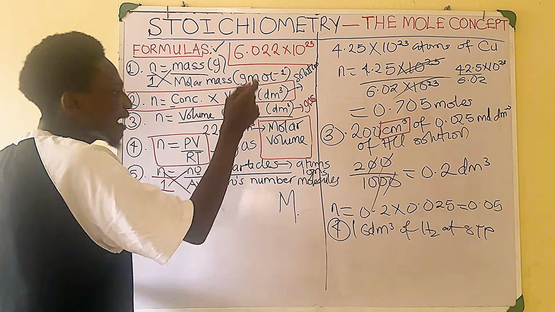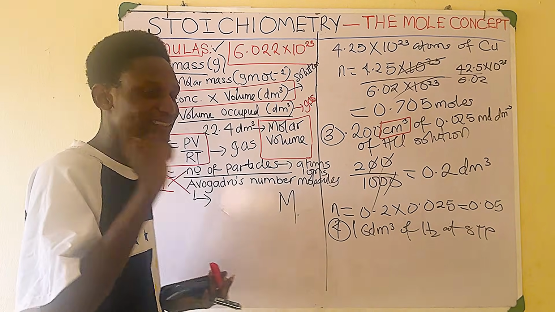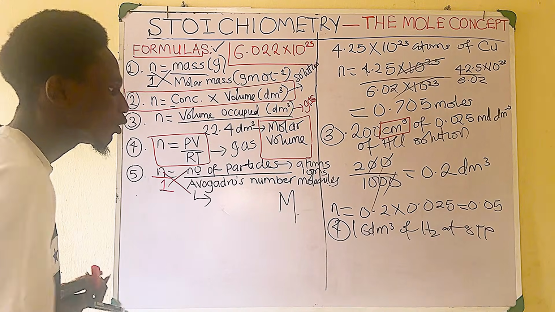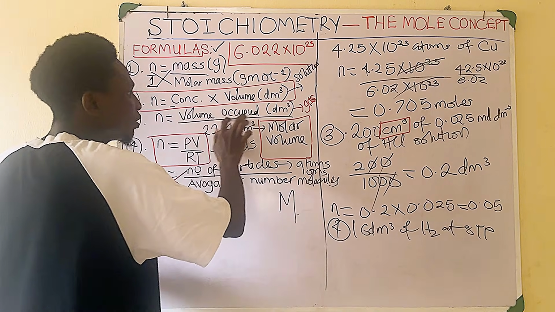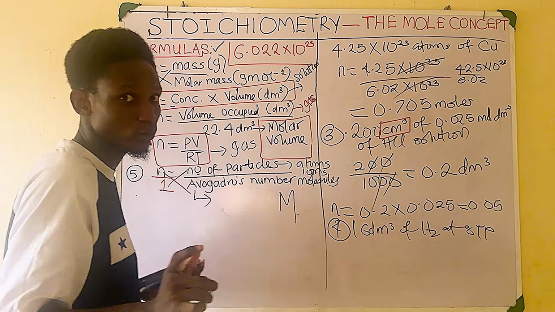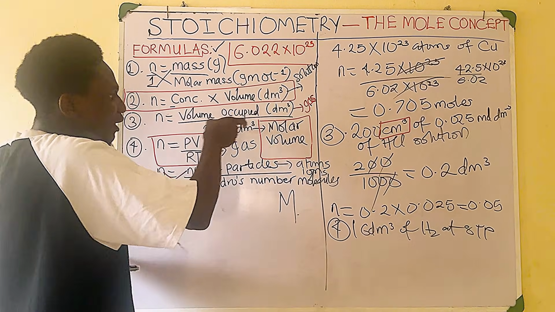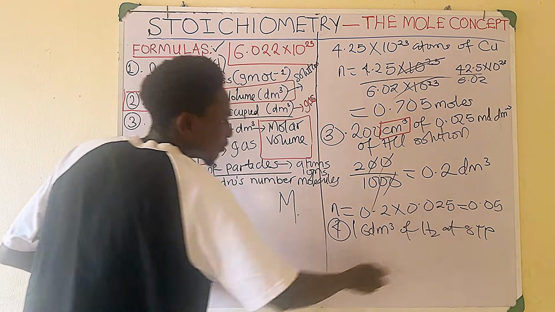This molar volume is at STP. I think I said it. Yes, I said it. So it means that we are going to be using molar volume. They only expect you to know this thing, 22.4. They may not give you, to be sincere. They expect you to know that molar volume at STP is 22.4.